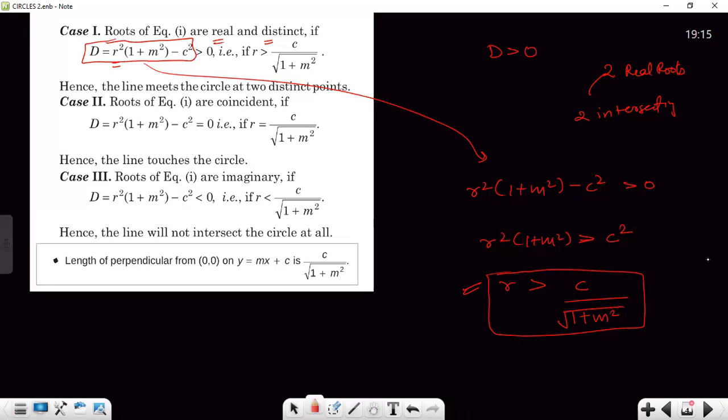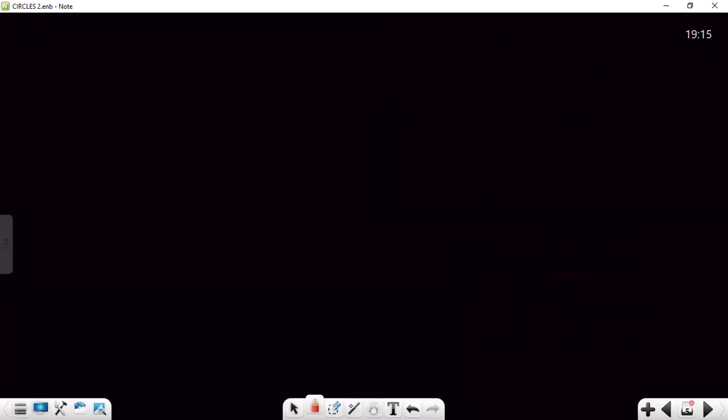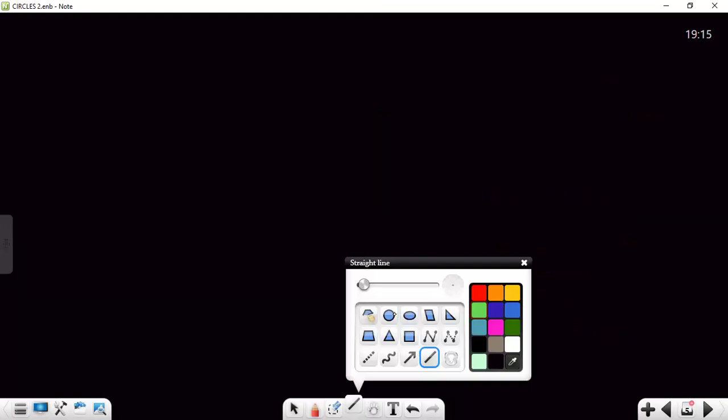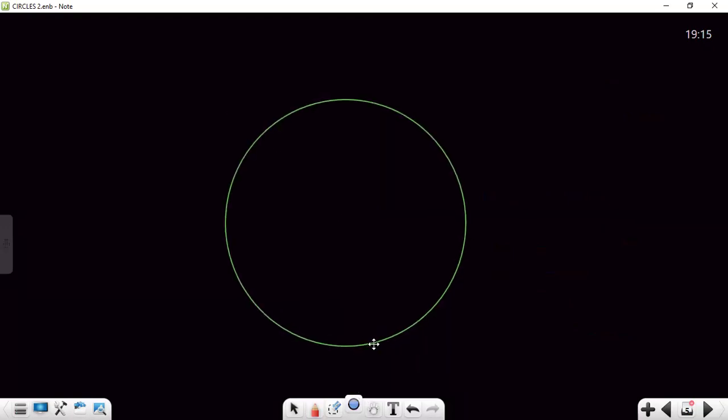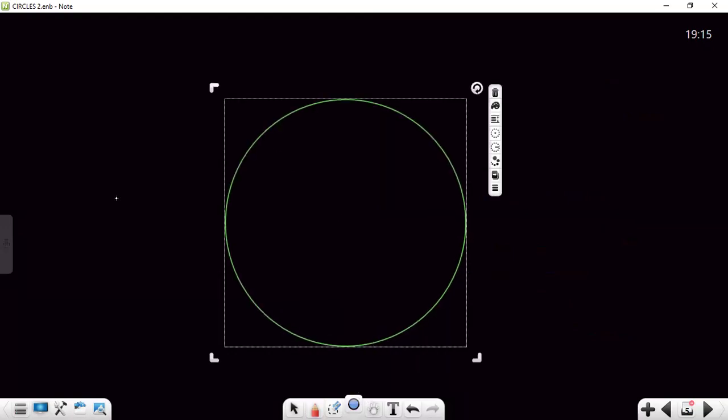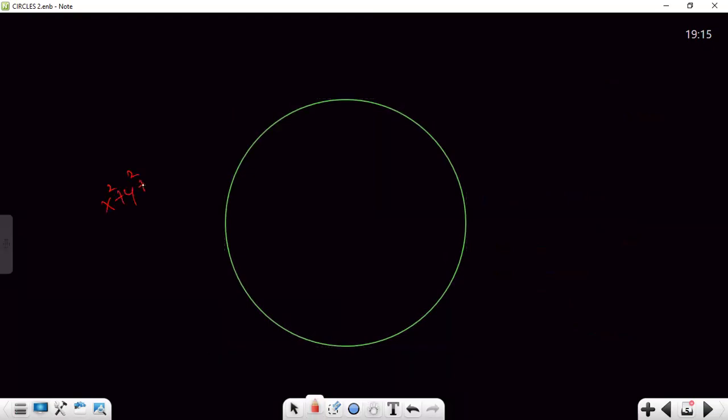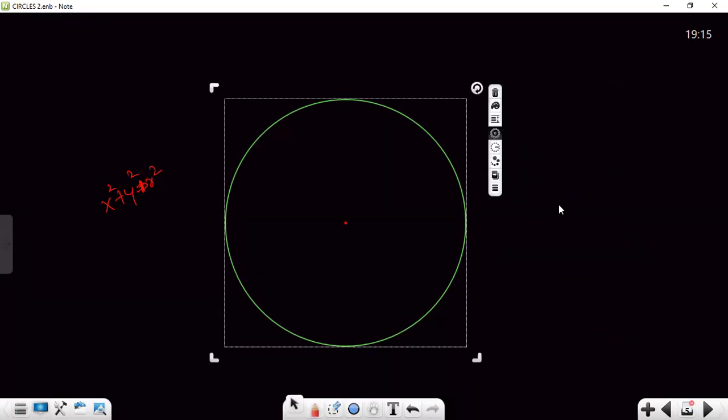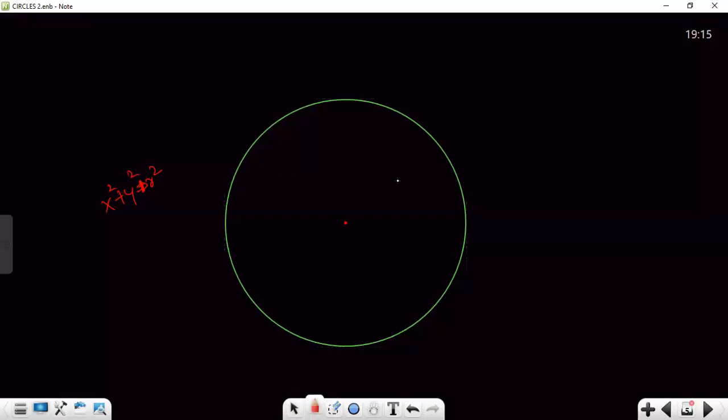Now, I know this is a little bit hard for you to remember, so let me give you an easy way to understand it. We had a circle with equation x square plus y square equals r square. That means the circle's center is at the origin, and the radius is r.